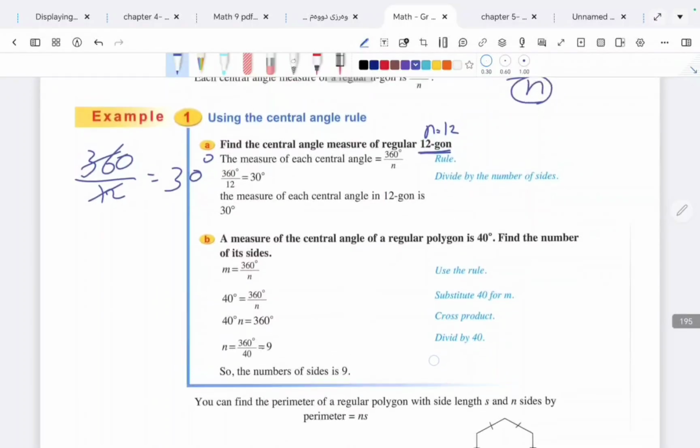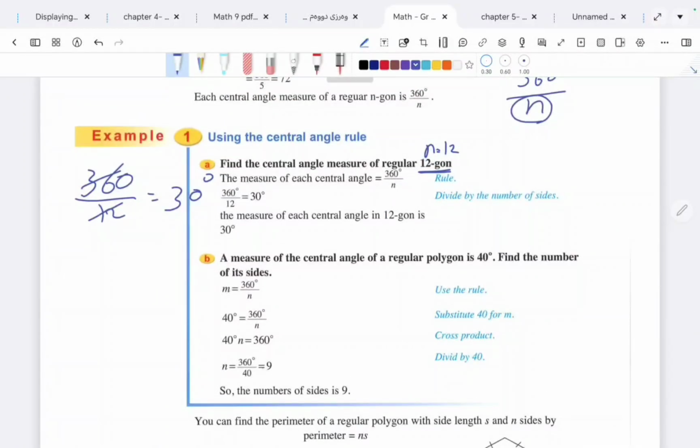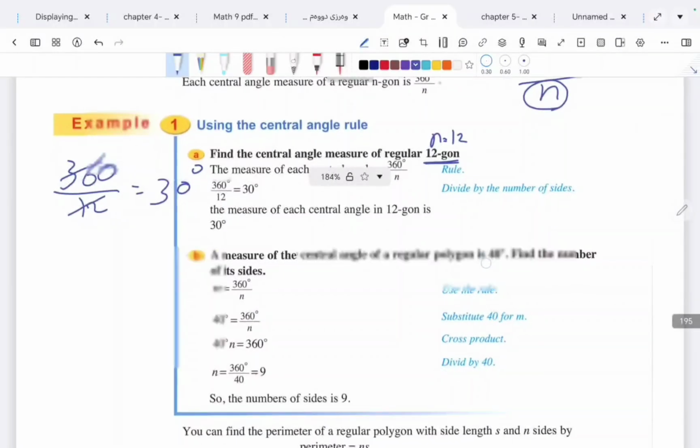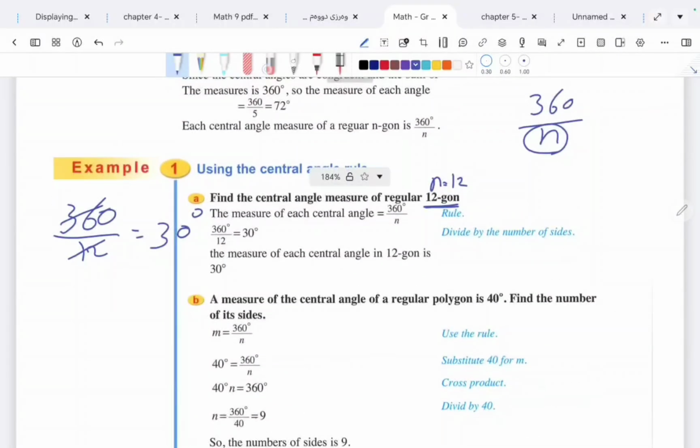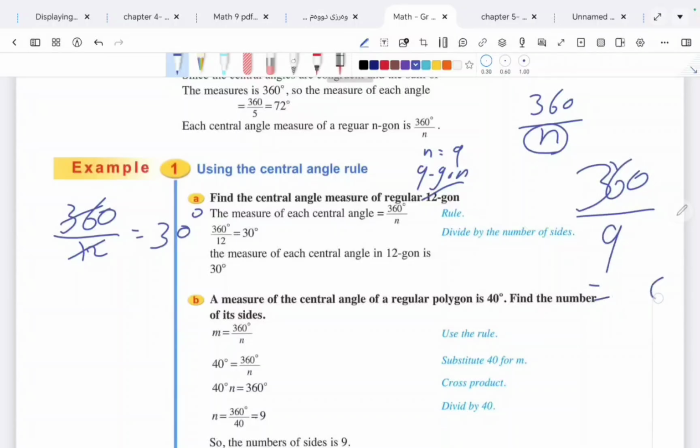Another example: find the central angle measure of a regular nonagon. For a nonagon, n equals 9. Let's see how to solve it. It will be 360 divided by 9. How many zeros do you have? One. 36 divided by 9 is 4, so it will be 40 degrees.